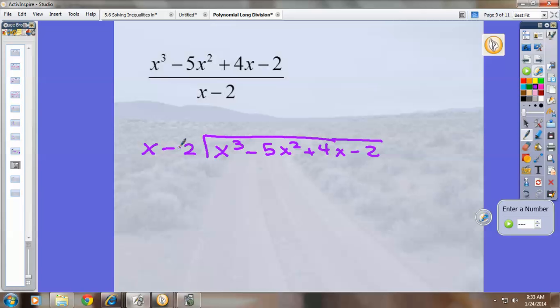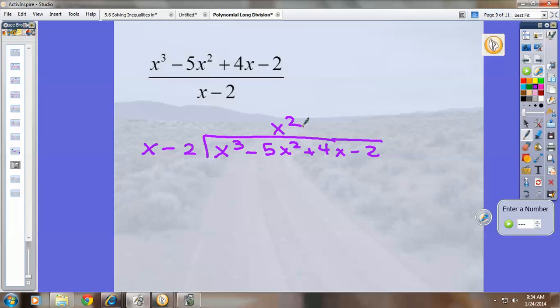So let's do just like we did on long division when we had numbers. How many times does x go into x cubed? Okay, so we would write it as x. No. Divide. You're dividing. X cubed divided by x is x squared. So it goes in there x squared times. So we're going to write x squared above our like term. Okay? Just like we did before.